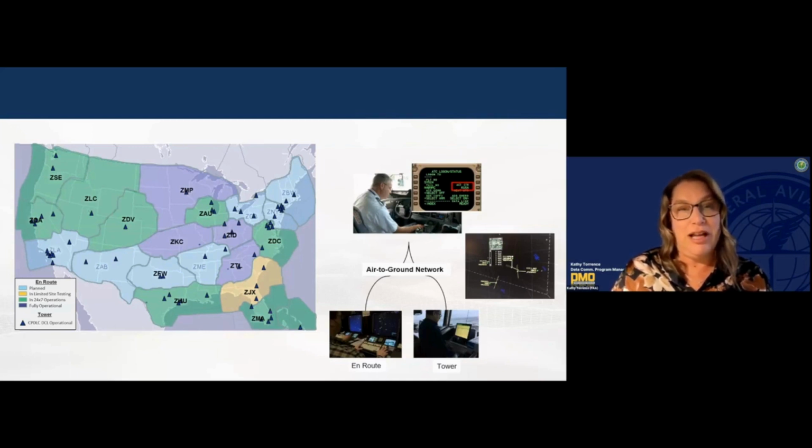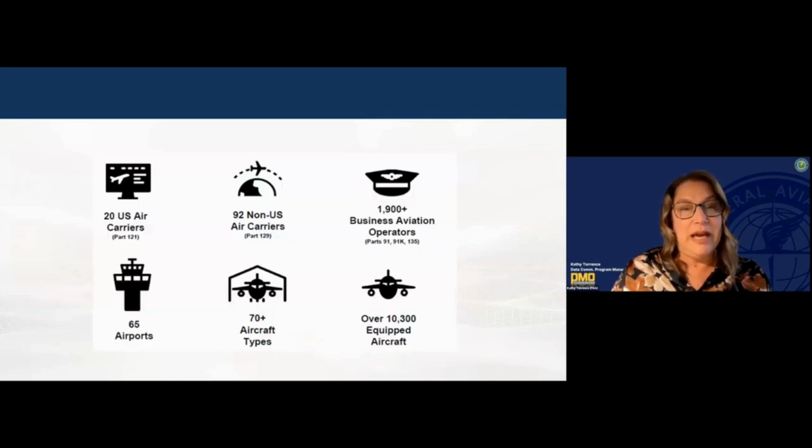And the great news for us from the US is that we're now able to provide CPDLC services from coast to coast. We had our first coast to coast flight back in March of 2023, which is a really big accomplishment for the program. To date, we have 20 Part 121 US air carriers, 92 non-US air carriers, over 19 business aviation operators. We're again at 65 airports. We have over 70 aircraft types, and at the bottom right, we have over 10,000 equipped aircraft.